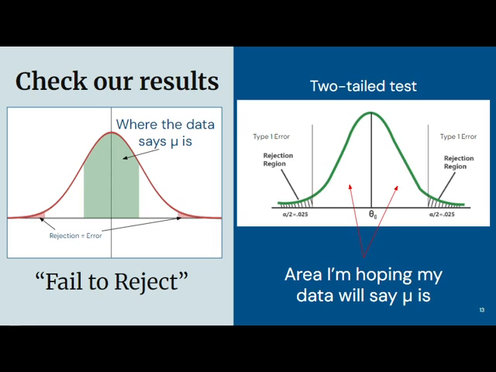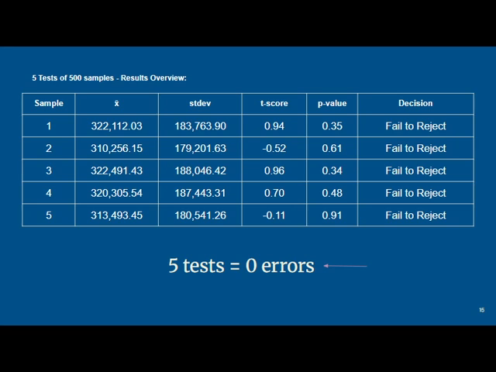Great news. But we can't do an experiment just once. We need to repeat it. I did the same test with different samples 5 times. Now, I'm not going to bore you with the math for the other 4. So, here's a table of all my results for the 5 tests. As you can see, all 5 resulted in the same outcome. Failed to reject the null hypothesis.